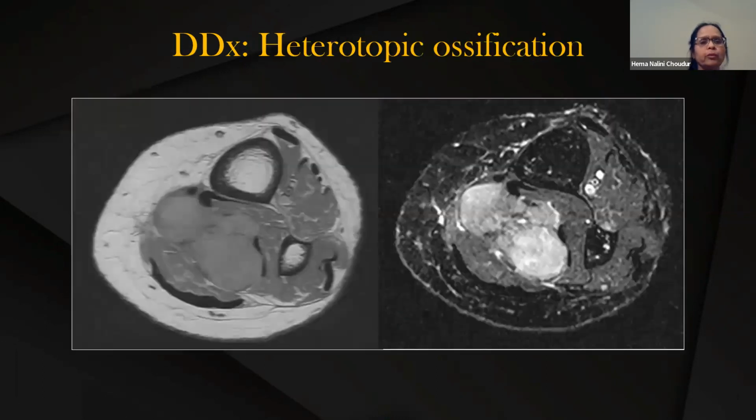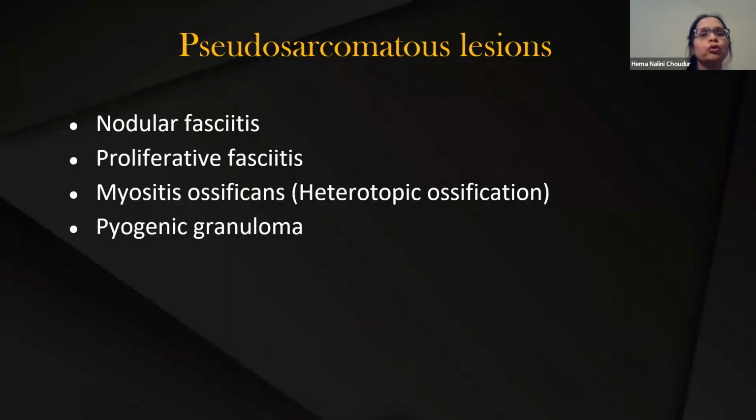Then there's another entity which can look like a tumor, as you all know, but with a history of trauma, which is heterotopic ossification. Here you can see it is iso-intense or slightly hyper-intense to muscles because it has blood products, chronic ones, and this is bright on T2, and it can be inhomogeneous. That is heterotopic ossification. Now that leads to pseudosarcomatous lesions that you should keep in mind: nodular fasciitis, proliferative fasciitis, heterotopic ossification, and of course, pyogenic granulomas, which will be typically having that history.